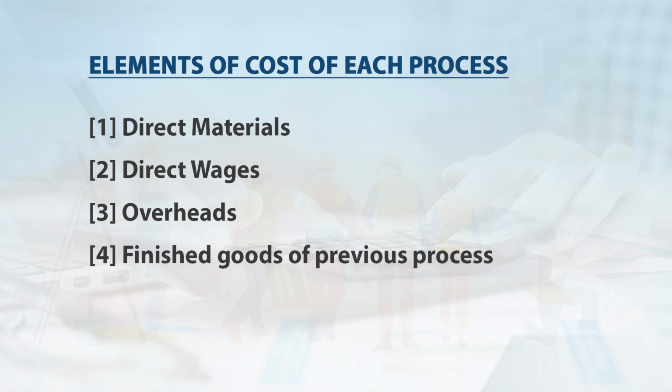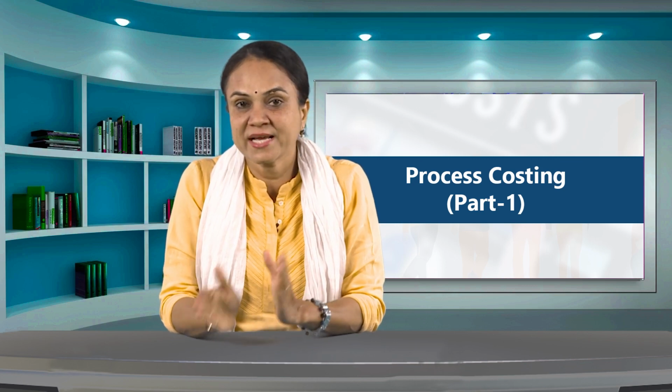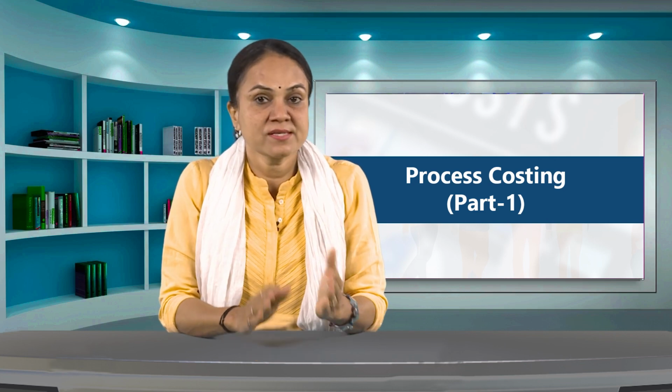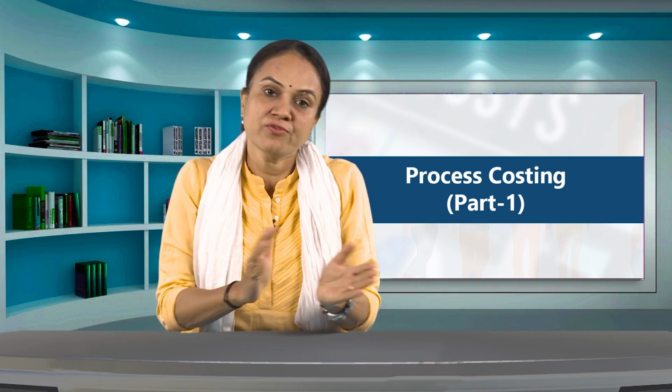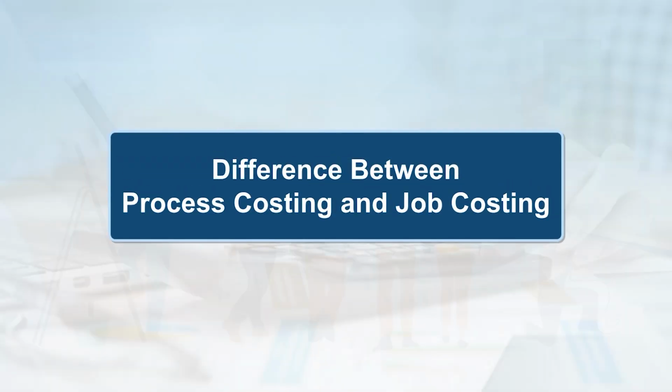Let us understand finished goods of previous process. Under process costing, accounts of different processes are prepared. Generally, finished product of previous process becomes raw material for next process. So, cost of subsequent process is inclusive of cost of previous process. Here, it will be pertinent to understand the difference between process costing and job costing.